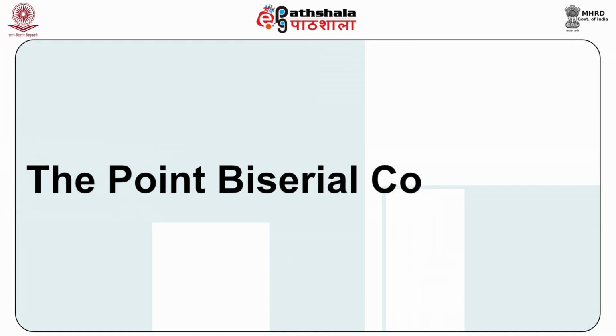The point biserial correlation. The Pearson point biserial correlation item to total correlation coefficient is applied to those cases where one of the variables is continuous in nature and the other represents a true dichotomy.